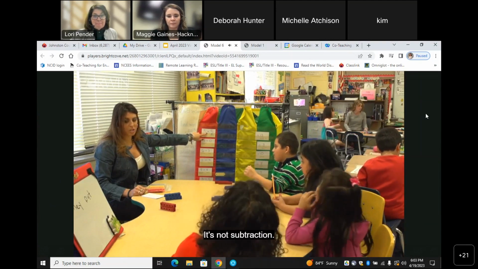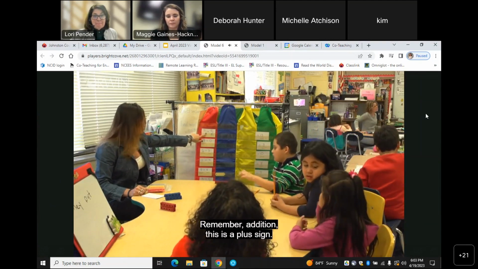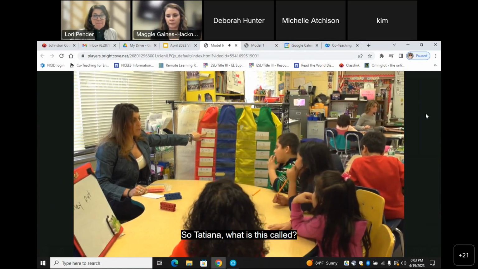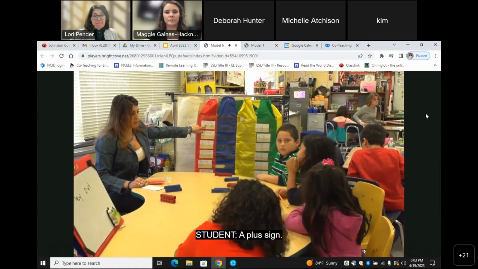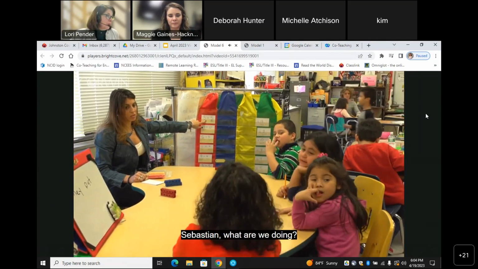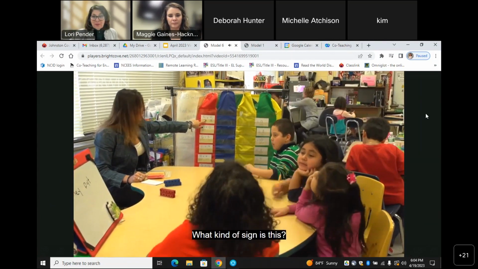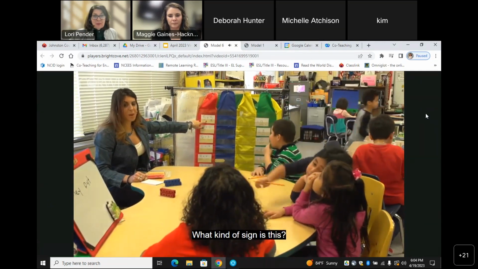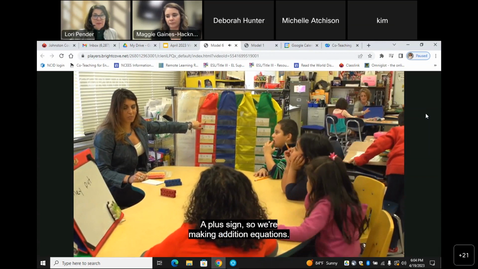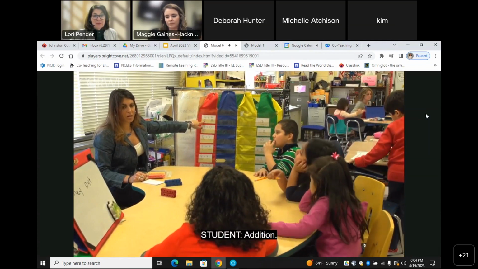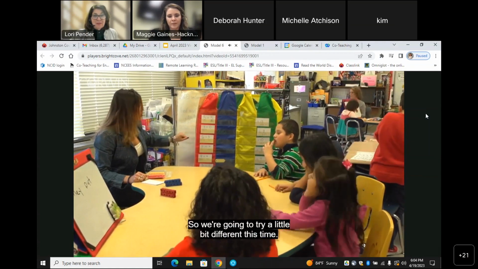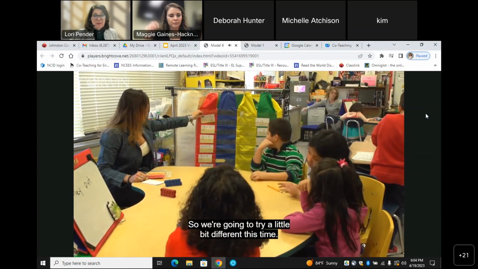Not subtraction. Remember, addition. This is a plus sign. So, Tatiana, what is this called? A plus sign. That means that we're adding. Sebastian, what are we doing? We're adding. What kind of sign is this? A plus sign. So we're making addition equations. Sebastian, what are we making? Equations, right? So we're going to try a little bit different this time.